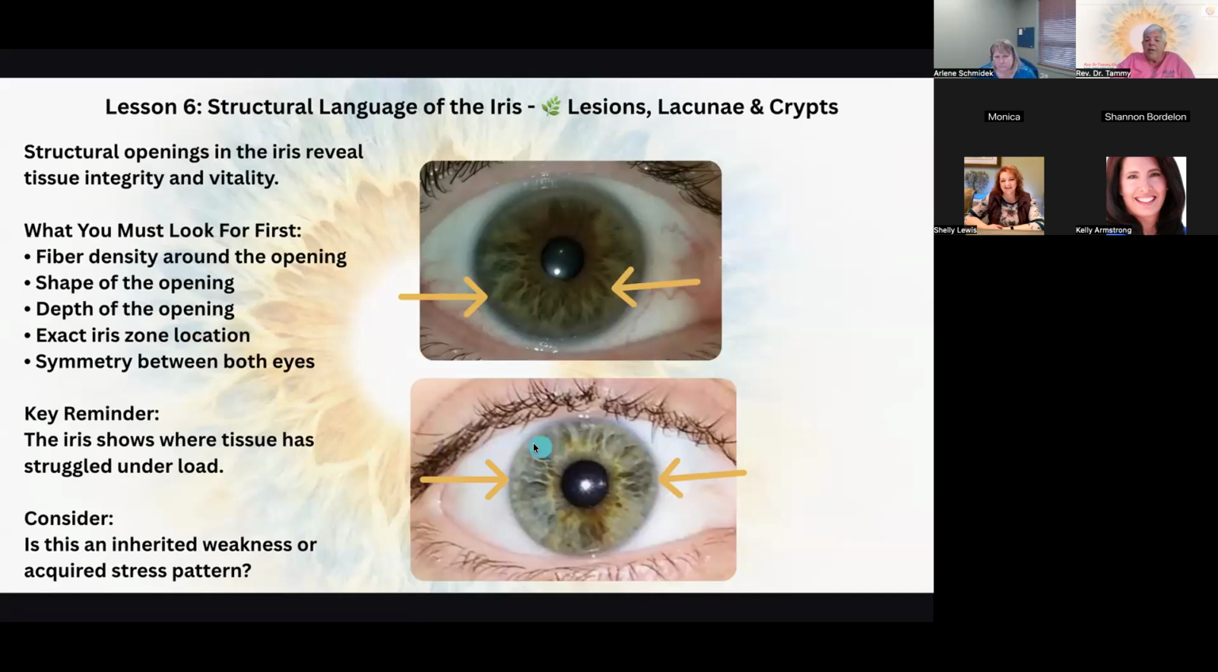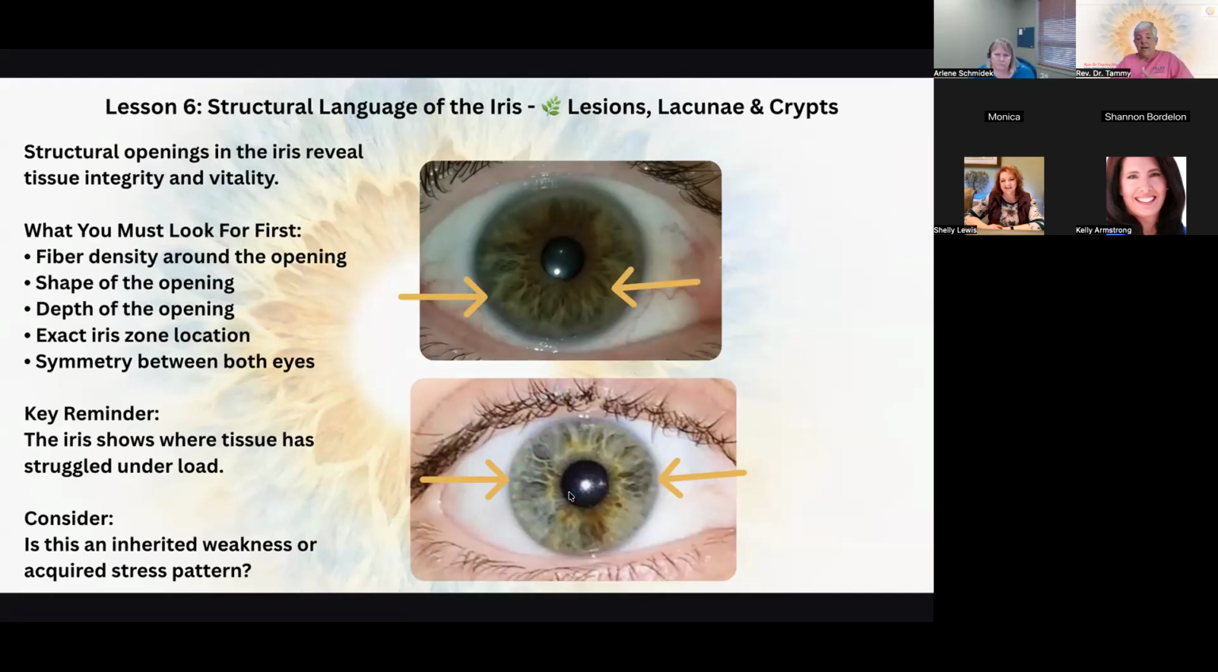Depending on where it is on the map, I'm not going to go into that because it's just going to confuse you right now. But where it is located on the map is going to be indicative of why there is a lacuna there. Has there been trauma there? Have they had a surgery? Has something been removed out of their body? Have they had an injury of some sort? That's all going to tell you why there's a lacuna in that area, unless it's inherited.